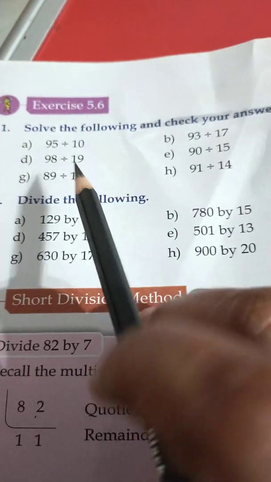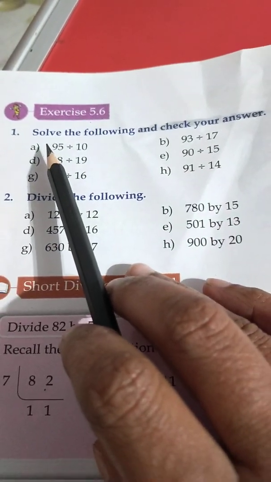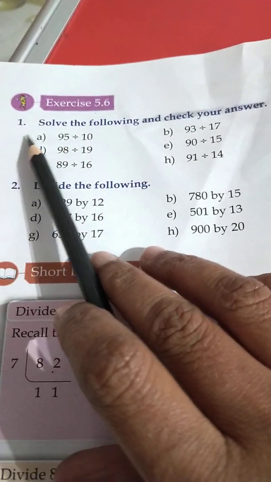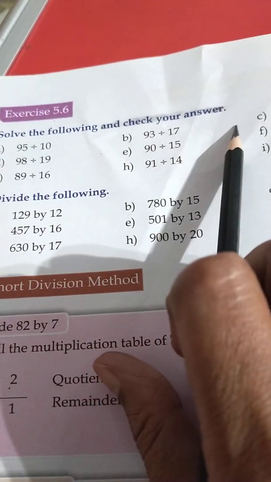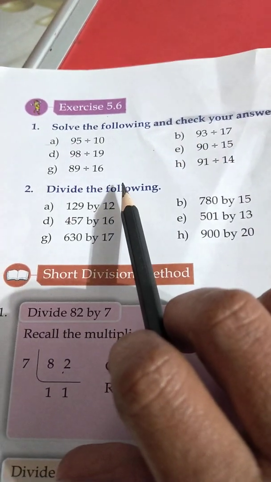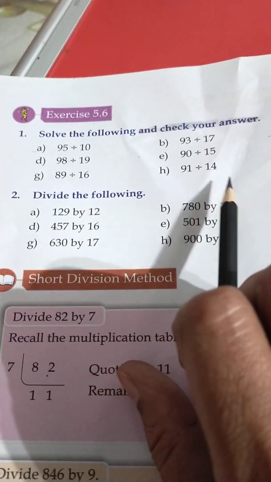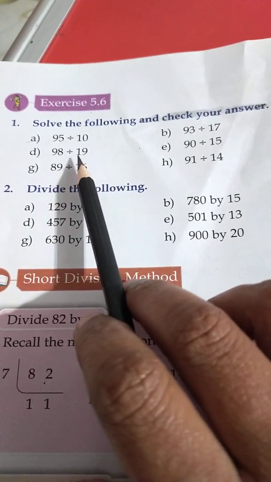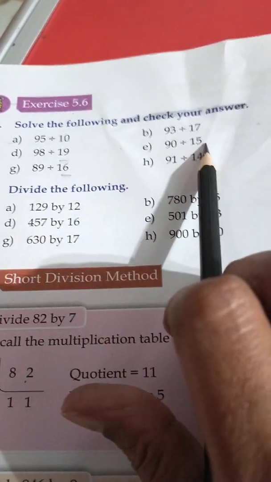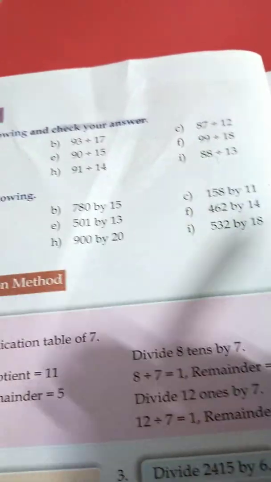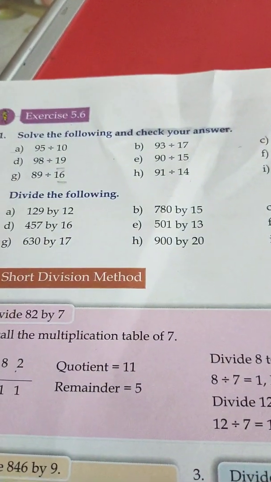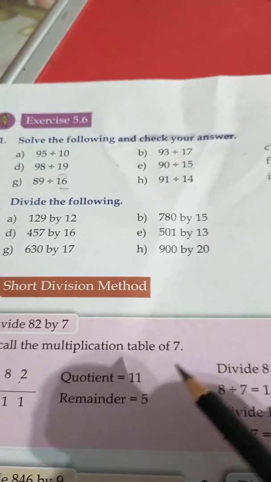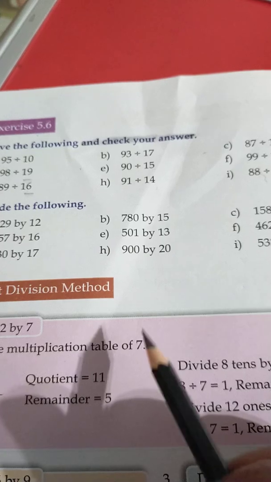Yes students, in this exercise there are the sums of division, and the first sum is: solve the following and check your answer. In these sums we have to first divide and after that check the answer. See how to do division here; the divisor is of 2 digits. For this it is very compulsory that you must know the multiplication tables up to 20.